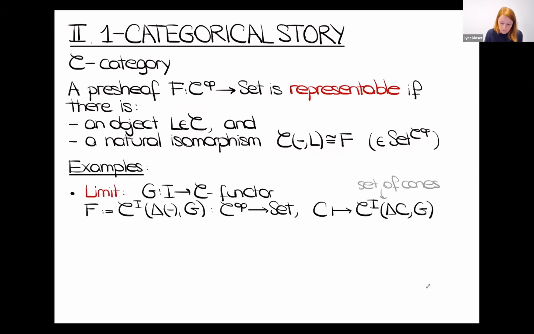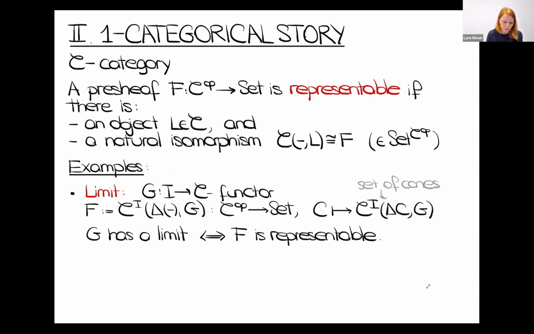For example, as I was mentioning in the introduction, if I start with a functor G, then I can form this presheaf which sends an object C to the set of cones with summit C over G. Then the functor G has a limit if this presheaf is representable. This is the usual definition of a limit.